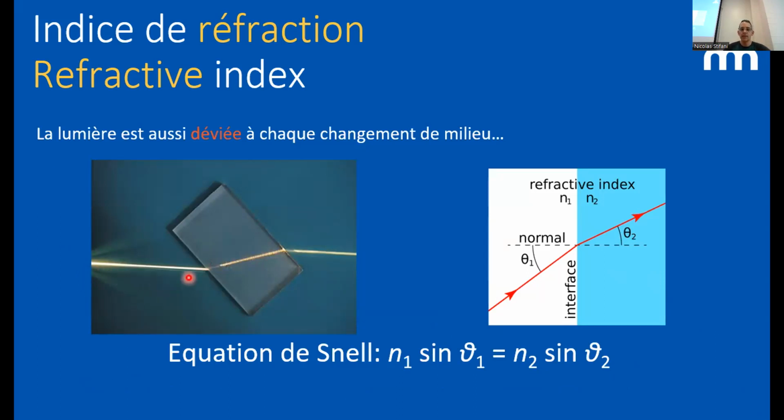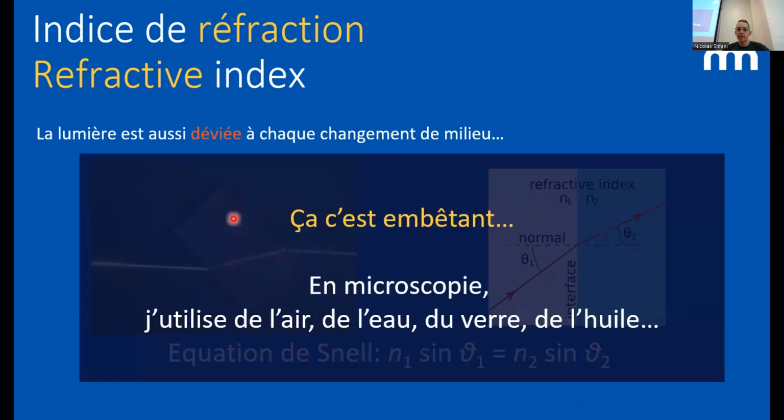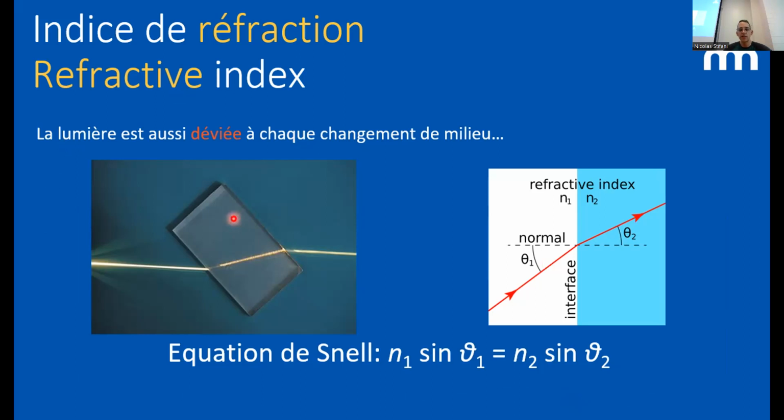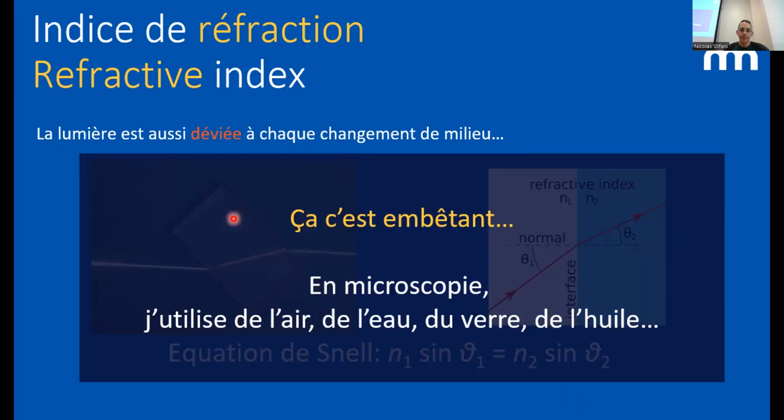And it's a bit more worrisome when you do microscopy. Fortunately enough, we have an equation that gives you how much the light is bent, so we can calculate things and correct for this behavior. So it's bad, but not as bad because we can calculate it. In microscopy, you're going to use air, you're going to use water, since cells are in water, you're going to use oil, and you're going to use glass. So there are a lot of different refractive indices, and we have to calculate these things because it's going to be a mess if we don't.